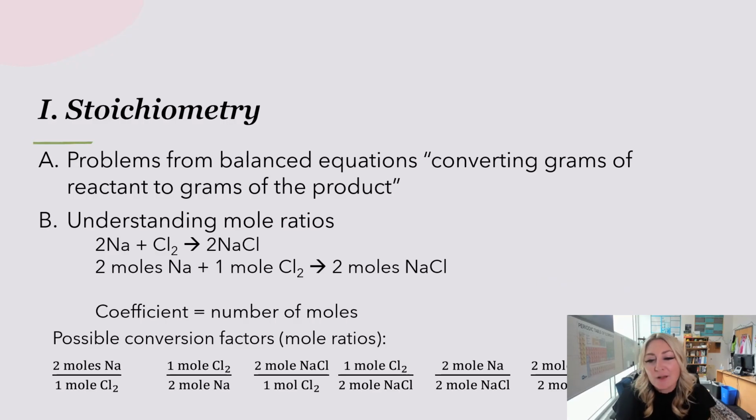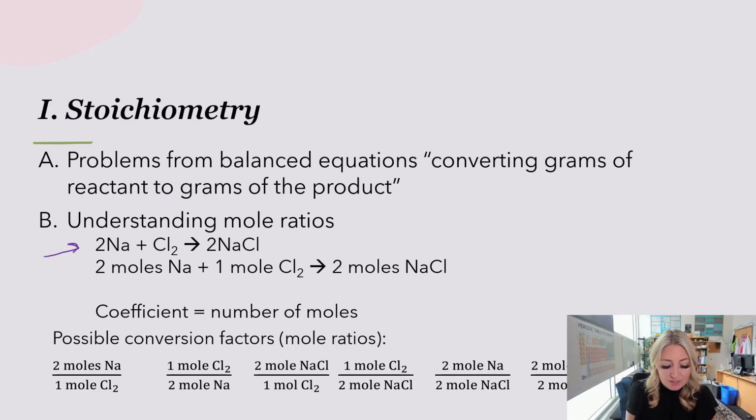What we have just done is stoichiometry. When we say stoichiometry, we're really just doing problems from a balanced equation. So we're converting, say, grams of reactant to grams of the product. We are starting with a certain number of boards, and we're going to wind up with a certain number of complete snowboard sets. So let's look at the mole ratios that are involved in this.